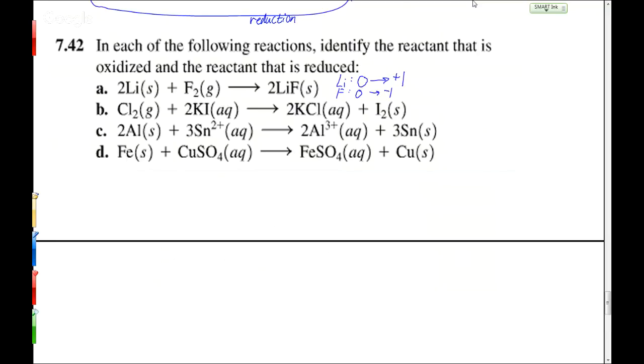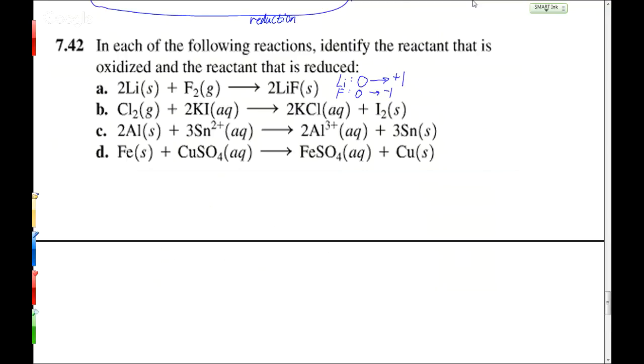Yeah. So in this case, lithium is oxidized, and fluorine is reduced. Another way you can think about it, although this doesn't work for the rest of the reactions on this page: whenever you have a metal and a nonmetal, the metal is usually oxidized and the nonmetal is usually reduced. But the rest of these have either two nonmetals or two metals, so that doesn't really help.